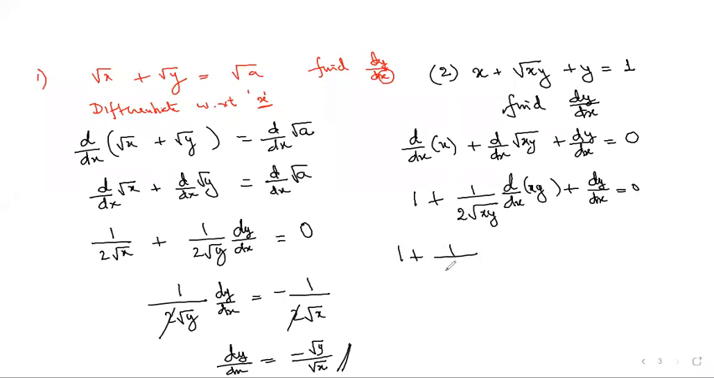1 plus 1 by 2 root xy into the derivative of xy. Apply product rule: x into the derivative of y plus y into 1. Very good. Now this time we have a bracket, and do not forget to put the bracket for xy. Sometimes students forget to put the bracket for xy and the whole answer goes wrong.